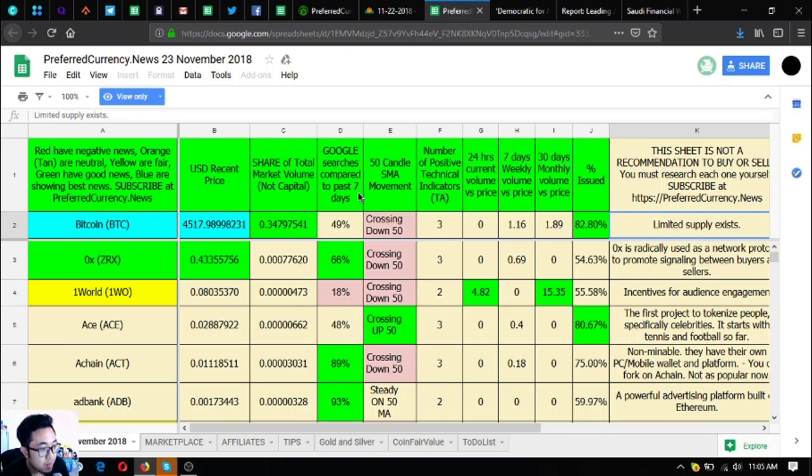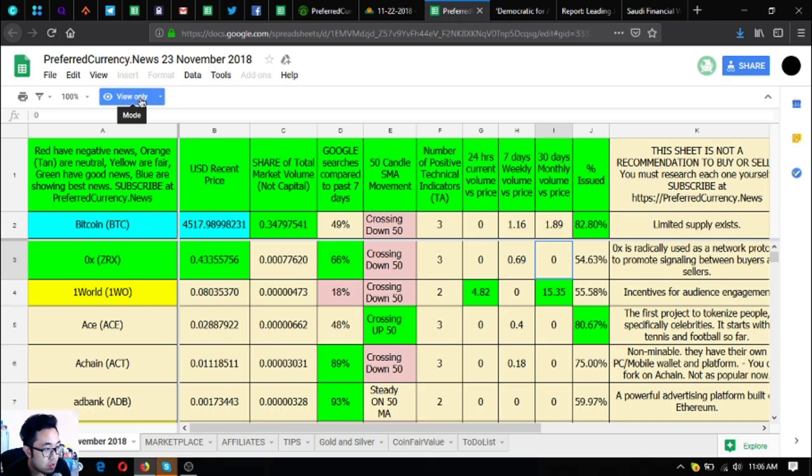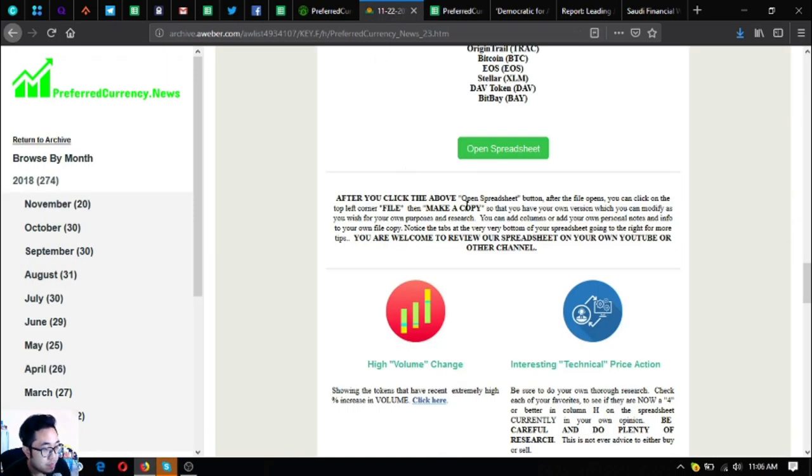Okay, so as you can see, the recent price, 50 candle SMA movement, the number of passive technical indicators, these are all very, very useful technical analysis information. Okay, so you can edit this spreadsheet by following the instruction here, because this spreadsheet is just a view only sheet.